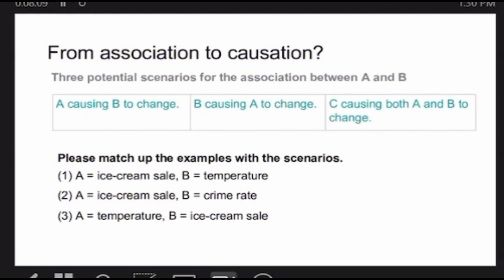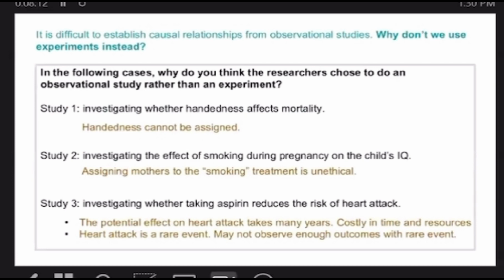Okay, and why is it difficult for us to conclude causality? Why is it difficult for us to actually conclude causation with observational study? The reason why we are not able to establish causation from observational study is because there could be some other potential variable that we don't observe, or that may not even be the primary variable of interest, that may be influencing the relationship.